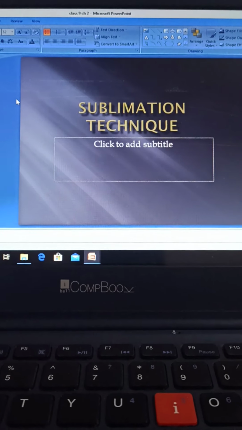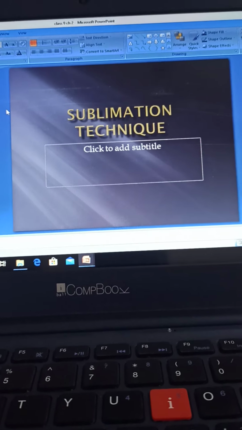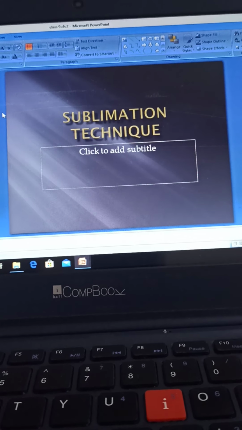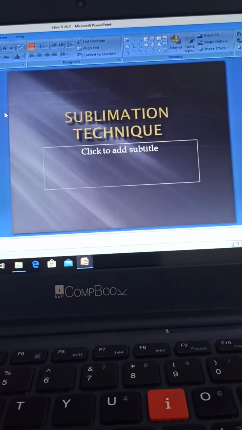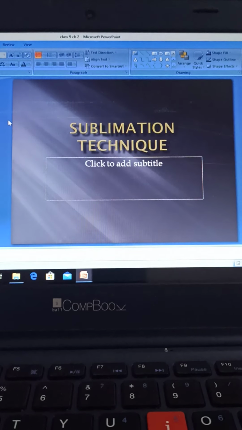Namaskar class 9th. Let's begin with the next techniques of separation of mixtures. So today we will study sublimation and chromatography methods. Okay, so first we will start with the sublimation technique.